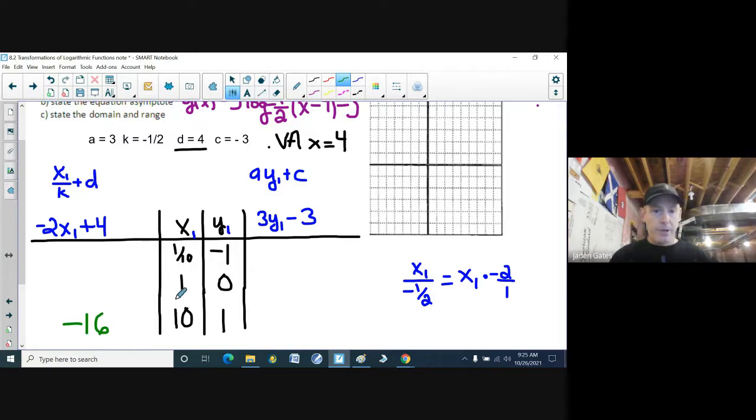I don't think that's fitting on there. All right, let's try 1. Negative 2 times 1 is negative 2. Add 4, we get a 2. And then 0.1. Negative 2 times 0.1 is negative 0.2. Add 4, you get 3.8.